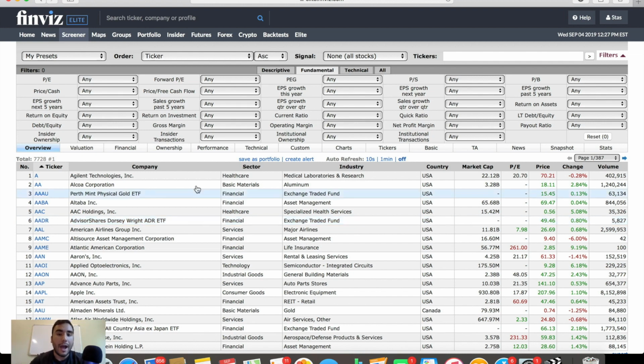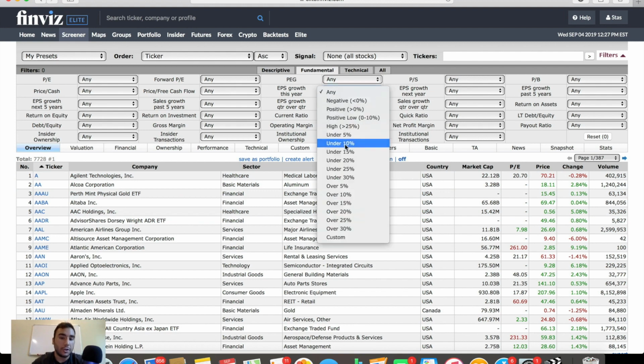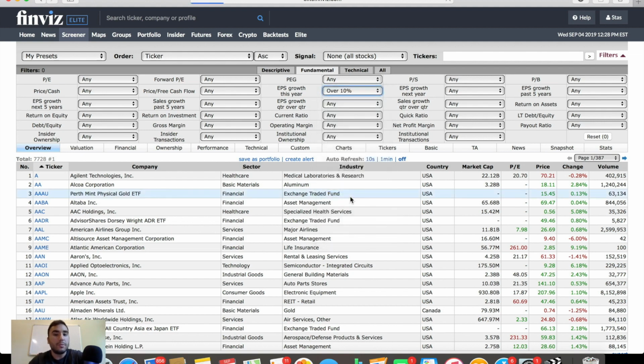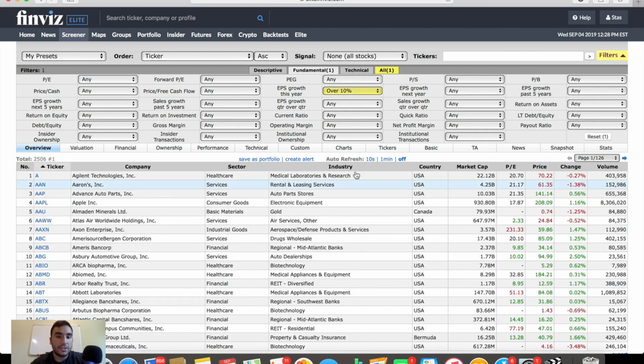Well, me personally, I want to see EPS growth this year over 10%. And I'm doing over 10% because this is going to bring in all of the companies that are over 10%. So if there's a company that's 15%, it'll pull that in the scanner. I'll be able to see that and analyze it myself. If it's a company growing at 25%, it'll pull those in as well, because let's say we only did over 30%, it's not going to pull in all of these stocks that are doing 25% growth, which could be very good investments, right? So I'm doing over 10% EPS growth this year.